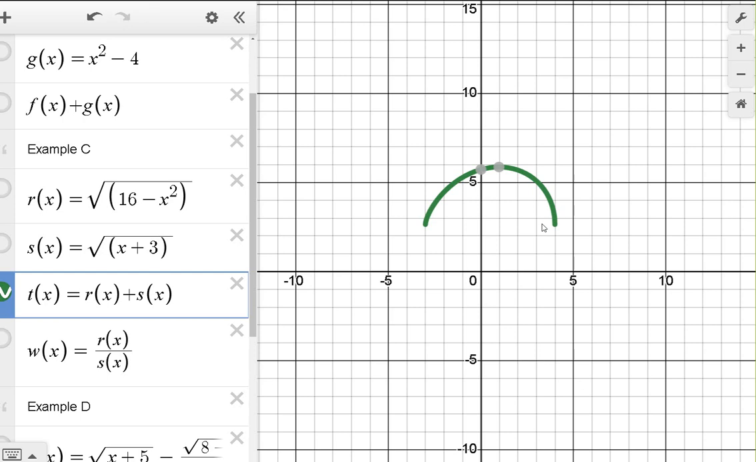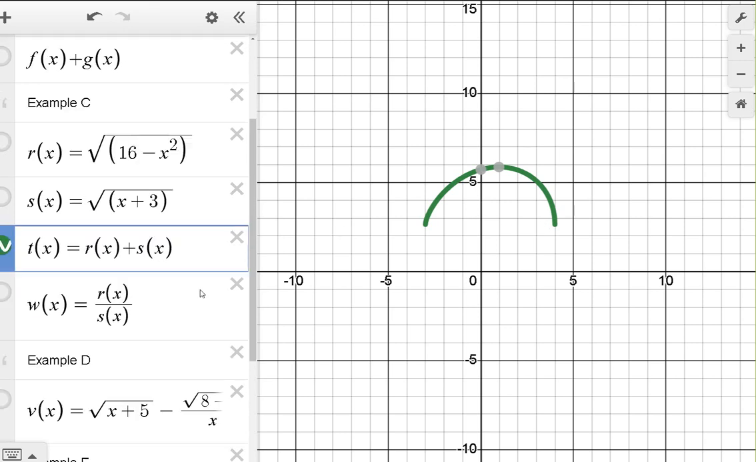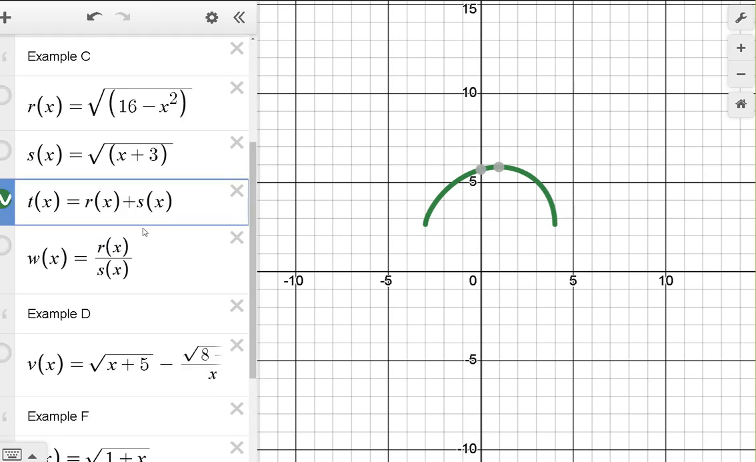This is heavy thinking. Let's take a look at a modified version of this. What would change if instead of just looking at the domain of r plus s, I looked at the domain of r divided by s? There's the ratio of those two. Would that still have the same domain?